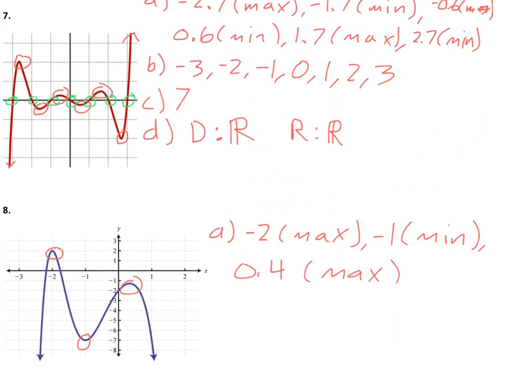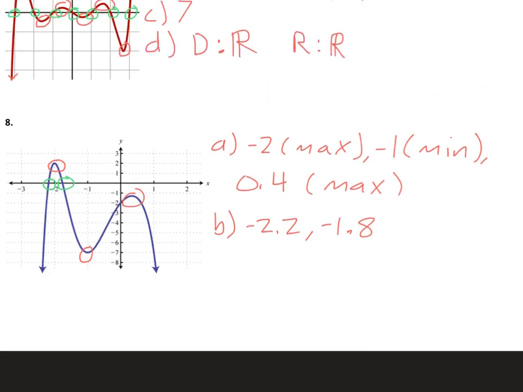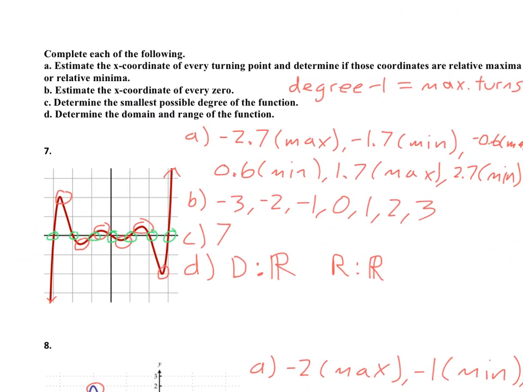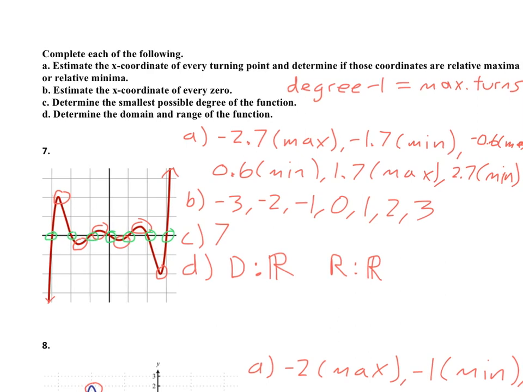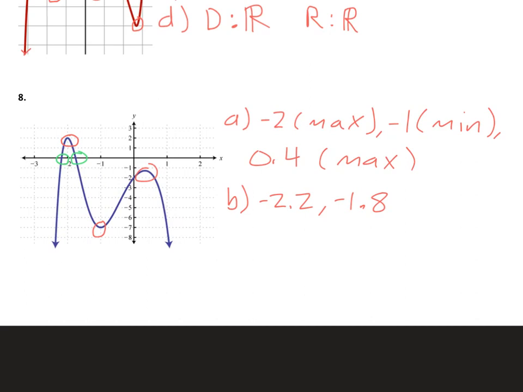All right, next thing they want is the zeros. So we have, looks like 2 of those. I see a 0 here and a 0 here. So estimating where those occur, I would say around -2.2 and -1.8. Okay, and then part C, smallest possible degree. Part D, domain and range. Okay, so the smallest possible degree, we count the turns and we add 1. Smallest possible degree is 4.